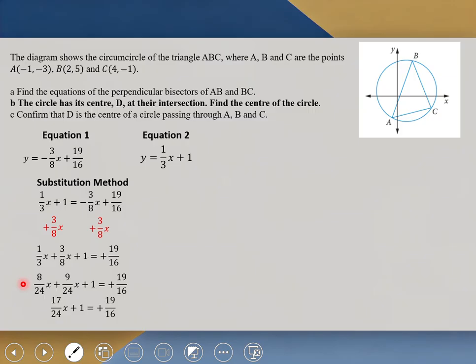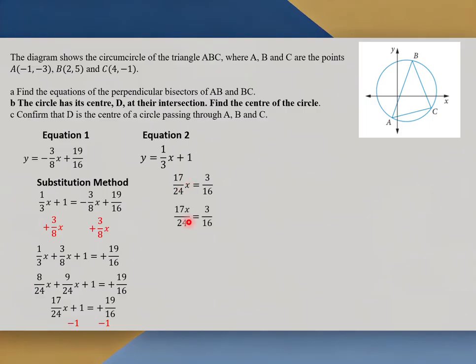The next step is I'm going to take 1 away. That means I'm really taking 16 pieces away out of 16. So 19 take away 16 is 3. That gives me 17 over 24x is equal to 3 over 16. Now I can also rewrite it by putting my x on top of my numerator. So that gives me 17x over 24 is equal to 3 over 16.